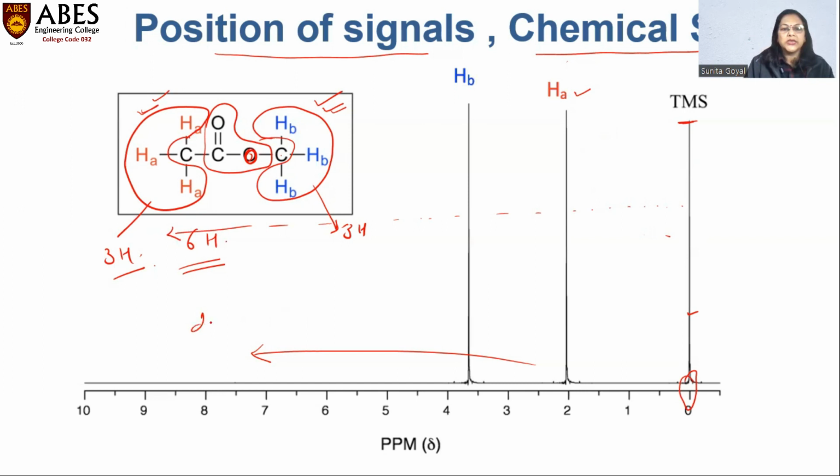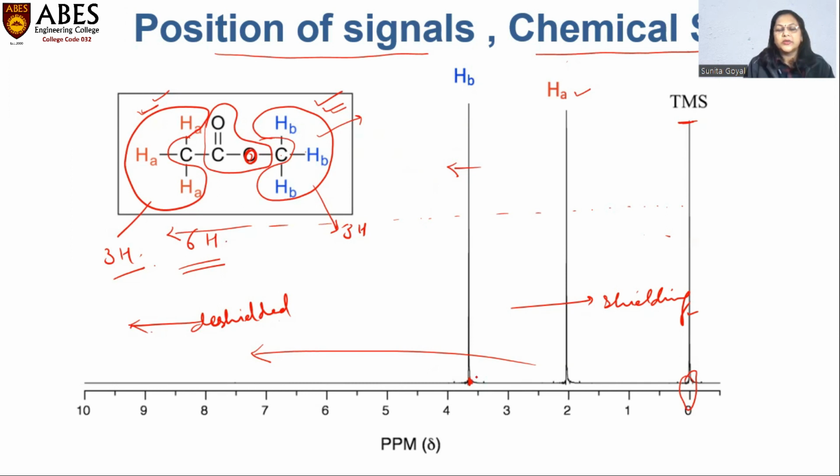So this side is the de-shielded side and this side is the shielding side. So shielded signals will be on the right hand side and de-shielded will be towards the left hand side. So de-shielded is HB. HB protons are more de-shielded, therefore they are on the left hand side, more left hand side, where the delta value is high.